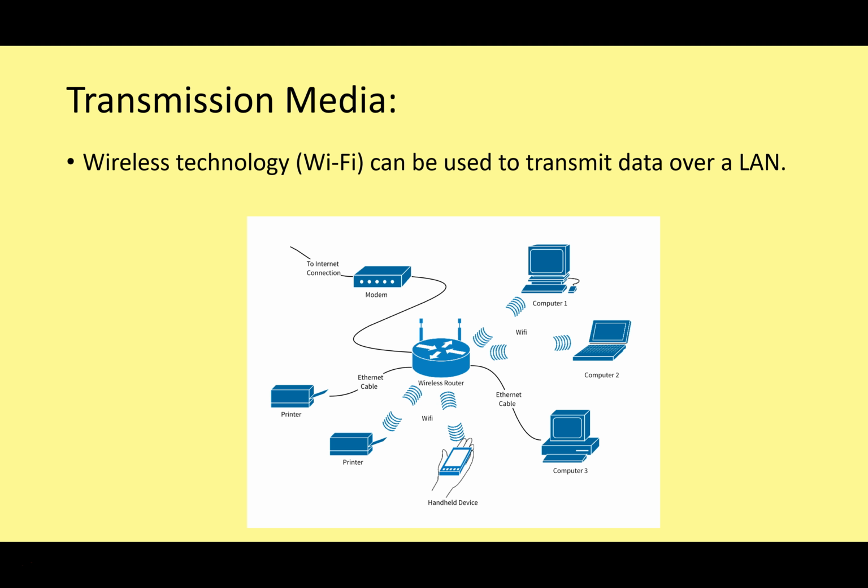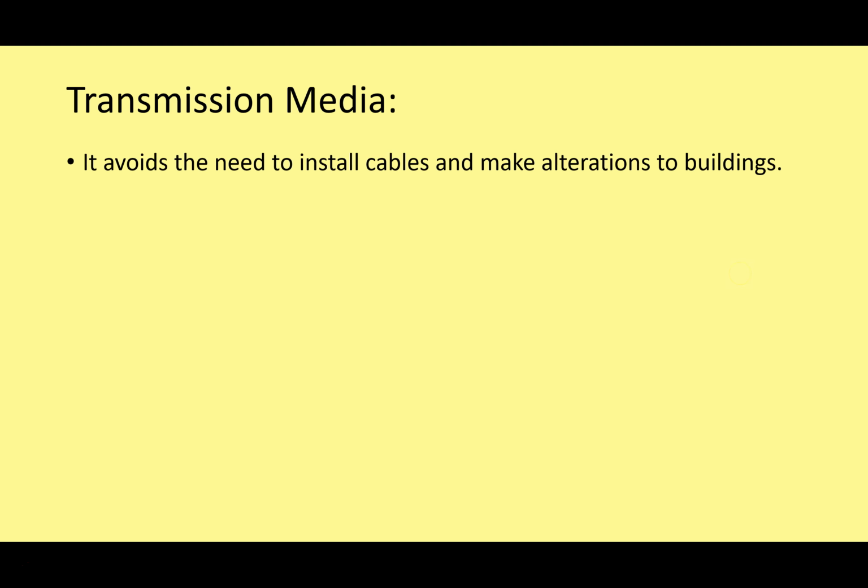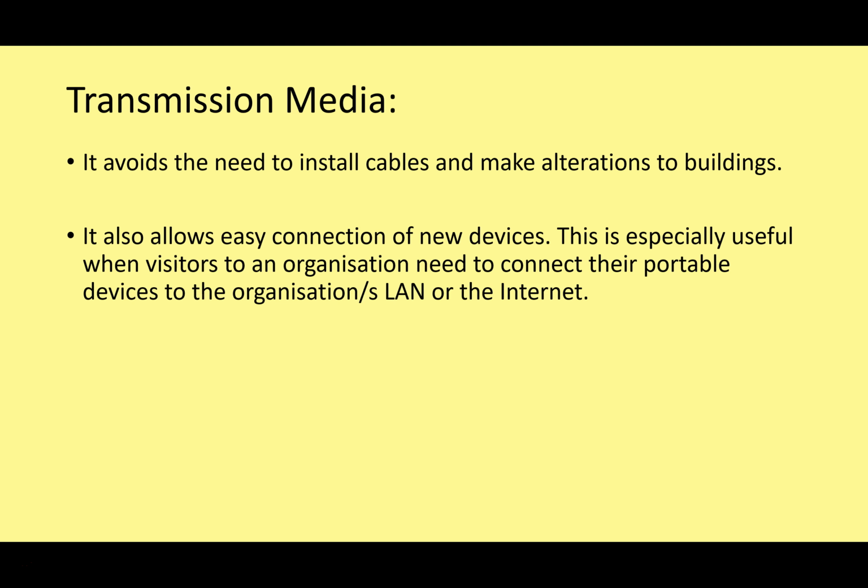We can also use wireless technology, Wi-Fi, to transmit data over a local area network. So this is how a lot of us will connect to the internet in our homes or offices. There'll be a wireless access point or a wireless router somewhere, and then we can just connect using radio waves to it from all our different devices. This avoids the need to install cables and make alterations to buildings. You don't have to dig any holes in walls or anything like that. And it allows easy connections of new devices.